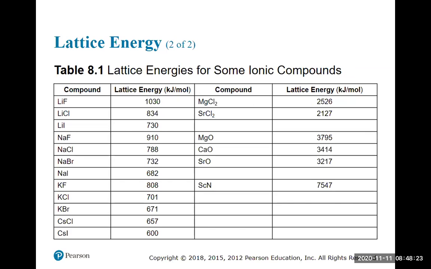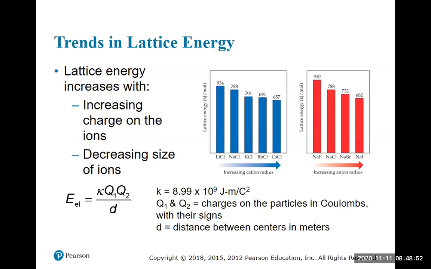So here are some example lattice energies for some ionic compounds. The bigger the number, that means more energy has to go in to break apart that lattice interaction, that positive-negative charge interaction. So the higher the values, the more stable it is and the more energy you have to put in to break it apart.